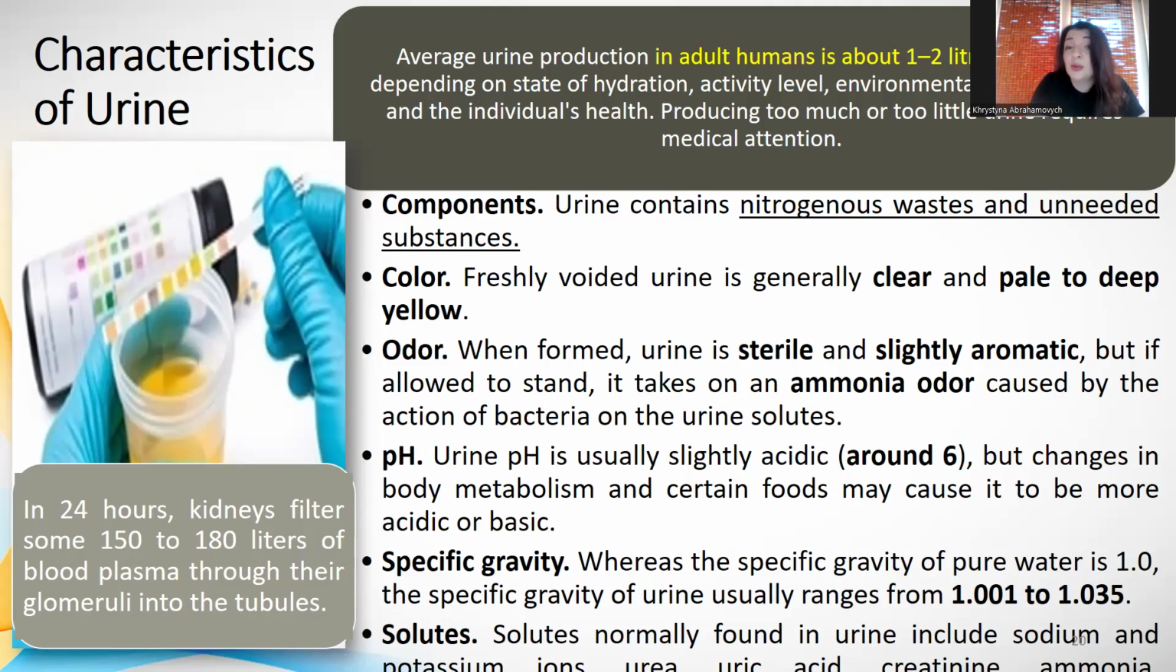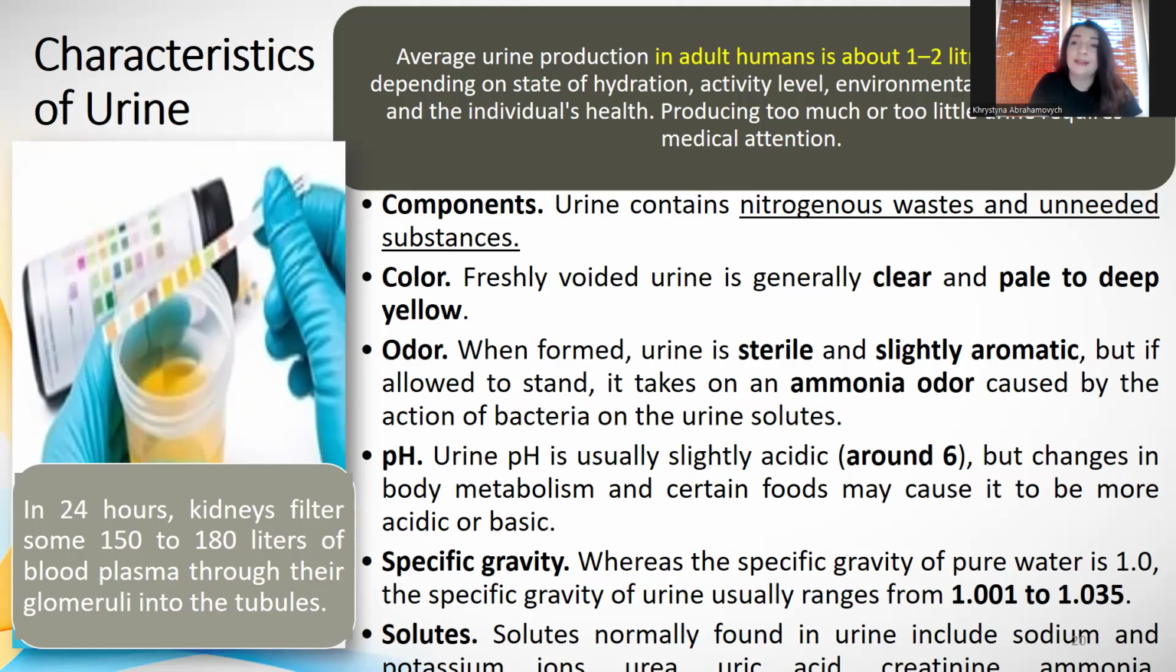Color: freshly voided urine is generally clear and pale to deep yellow. When formed, urine is sterile and slightly aromatic, but if allowed to stand, it takes on an ammonia odor caused by the action of bacteria on the urine solute. Urine pH is usually slightly acidic, around 6, but changes in body metabolism and certain foods may also cause it to become more acidic or more basic.